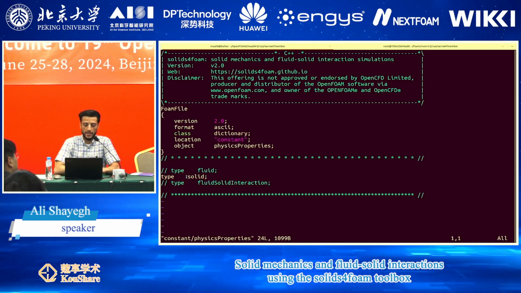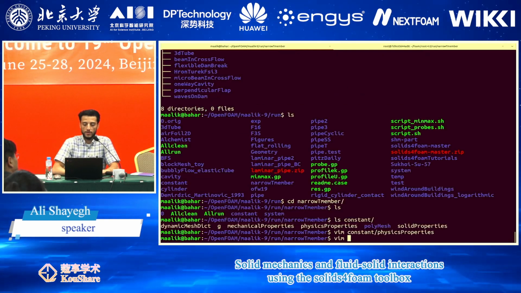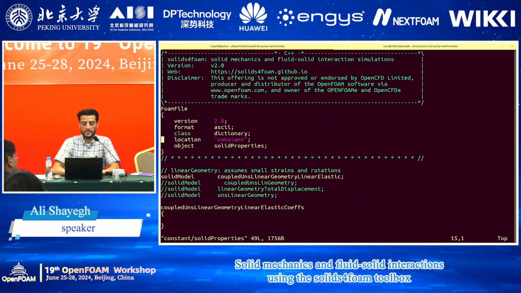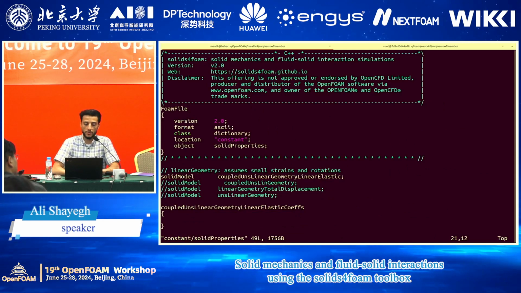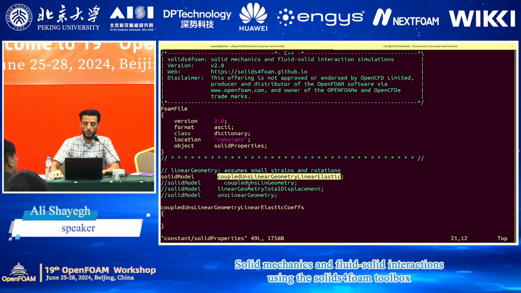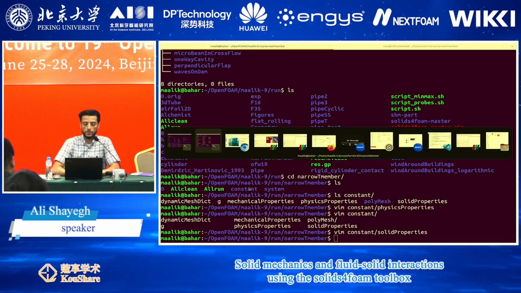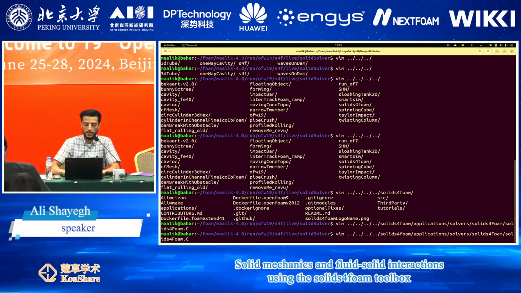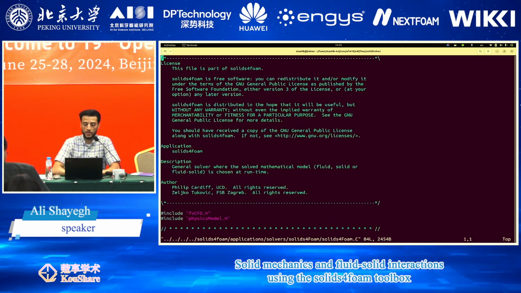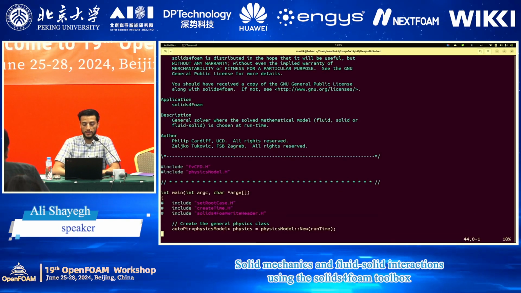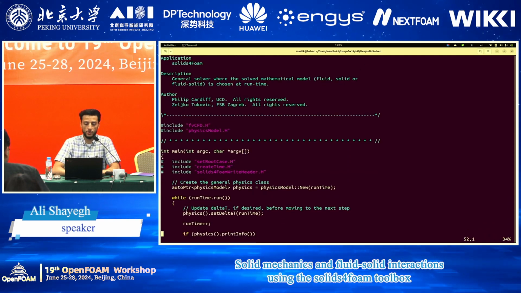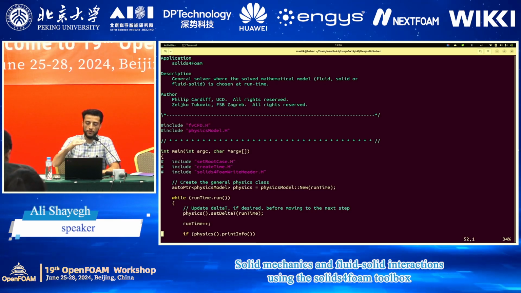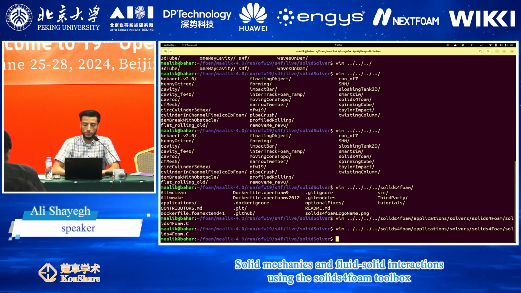Solids4foam actually reads your physics model and then goes to, for example, in this case, it is solid, and then it looks for solidProperties, and inside solidProperties, it looks for the keyword solidModel. However, we actually hard coded this into our code. So that's the only difference. Obviously, the way solids4foam is implemented is better because it's more flexible. You have the runtime selection embedded in your code. But my goal was to introduce you to just the very lower level of solids4foam, and not to introduce you to the runtime selection.